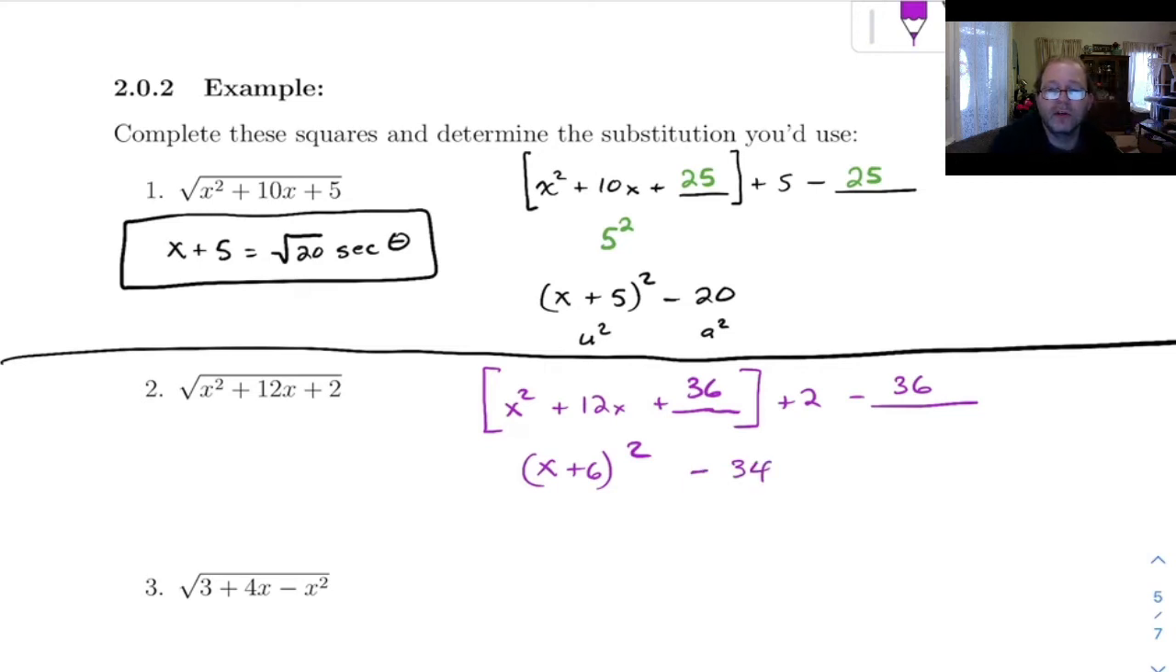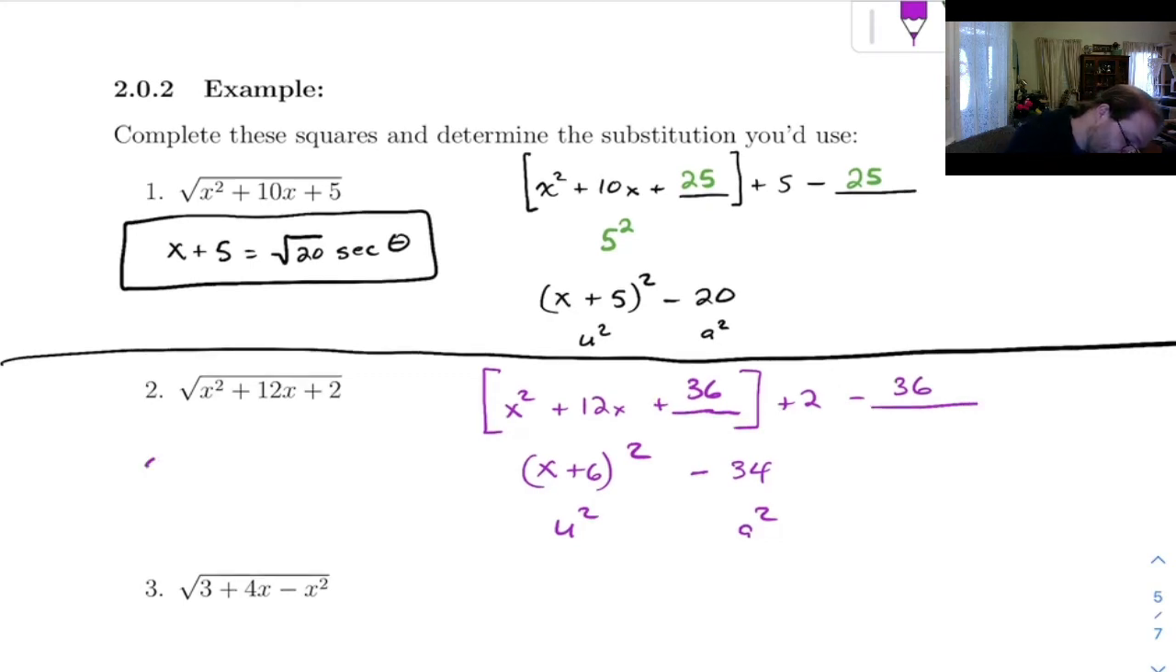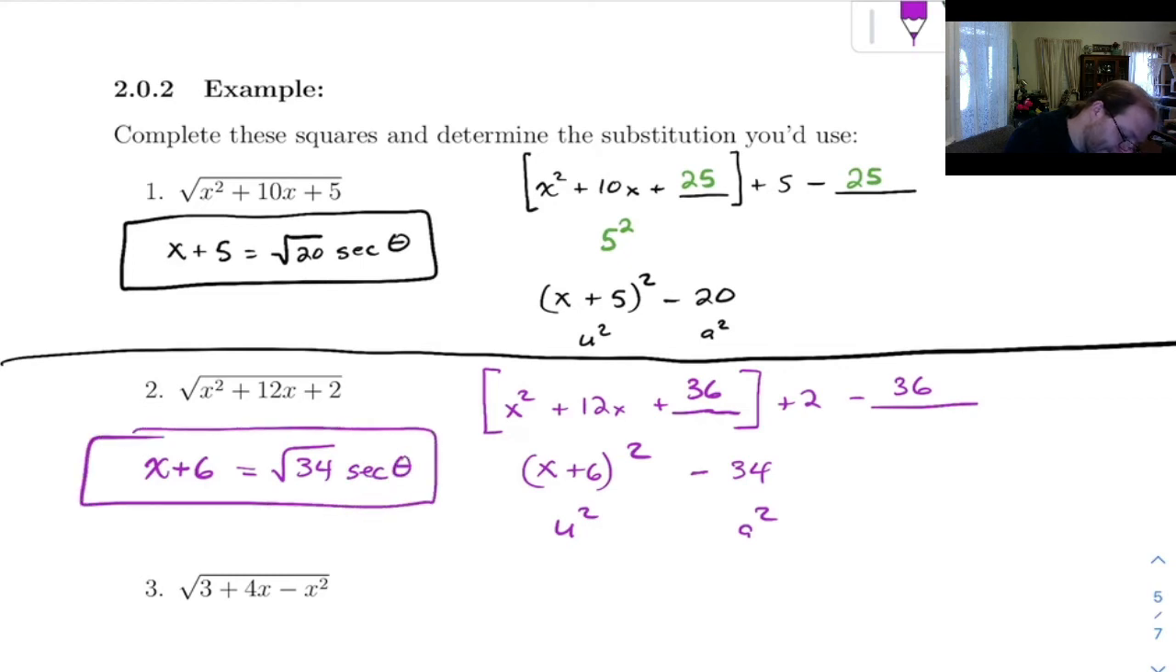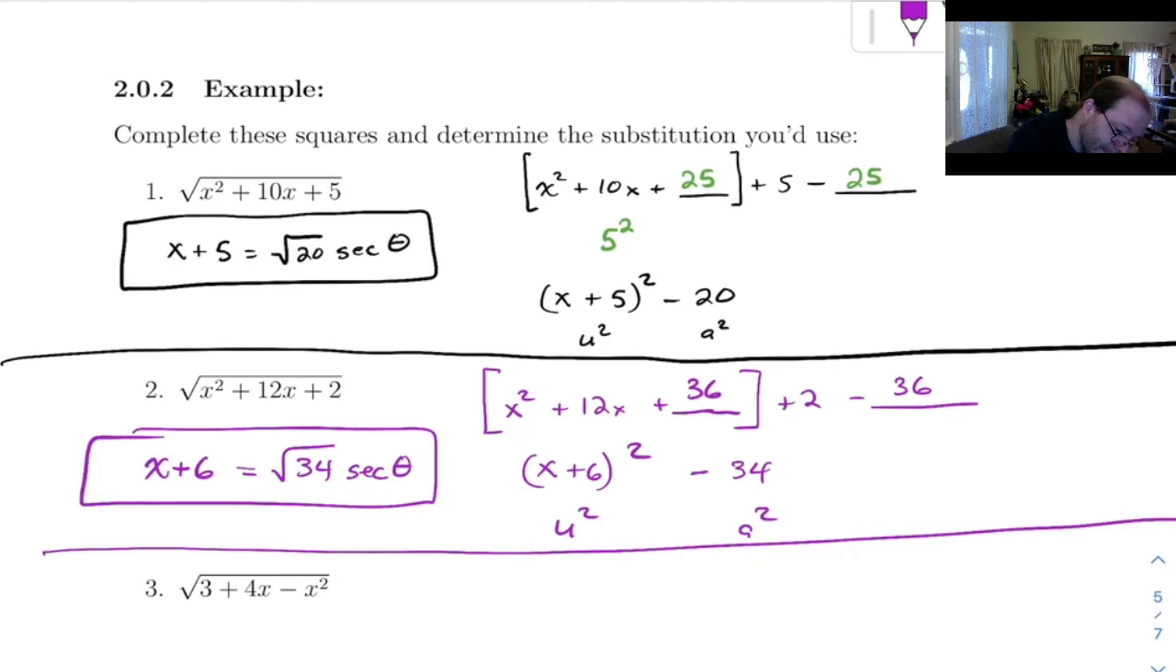So this winds up being very much like the first example. This is our u squared, this is our a squared. So u squared minus a squared is secant. So we'll let u equals a secant theta. All right.